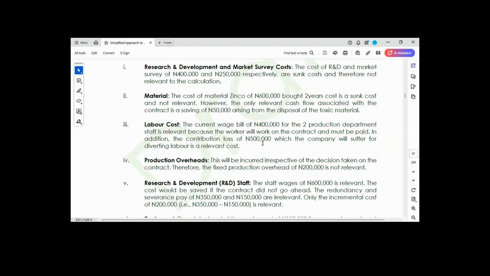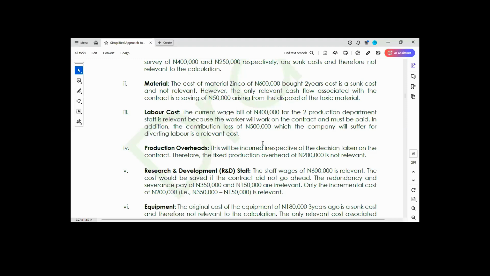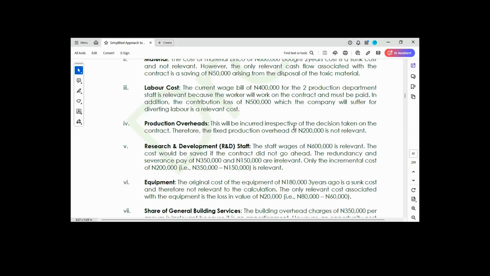Number three, labor cost. The current wage bill of 400,000 naira for the production department staff is relevant because the workers will work on the contract and must be paid. In addition, the contribution loss of 500,000 naira, which the company will suffer for diverting labor, is a relevant cost. That is 1.5 million minus 1 million naira. Then you close your brackets.